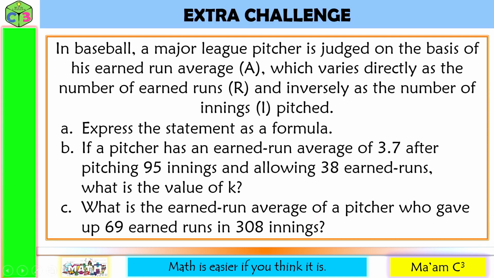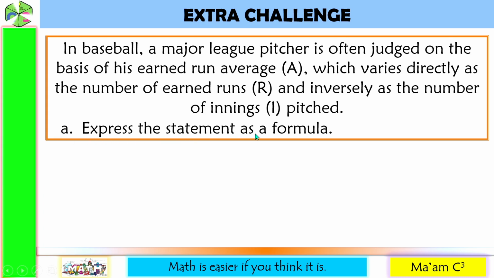In baseball, a major league pitcher is judged on the basis of his earned run average, denoted by A, which varies directly as the number of earned runs, denoted by R, and inversely as the number of innings, denoted by I, pitched. We are going to solve the following. Let's start with letter A. Express the statement as a formula. Our formula will be A varies directly as R, so that would be KR, and inversely as I, divided by I.